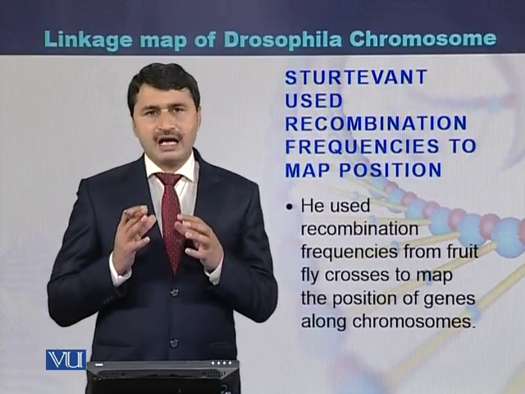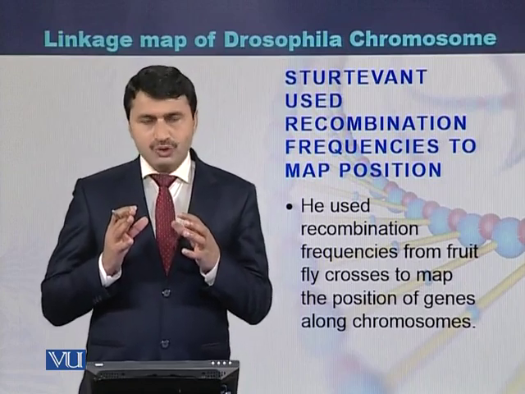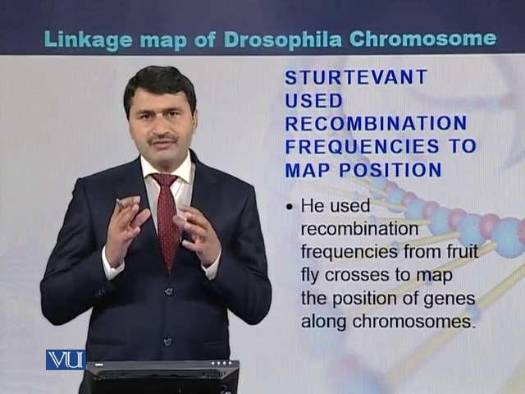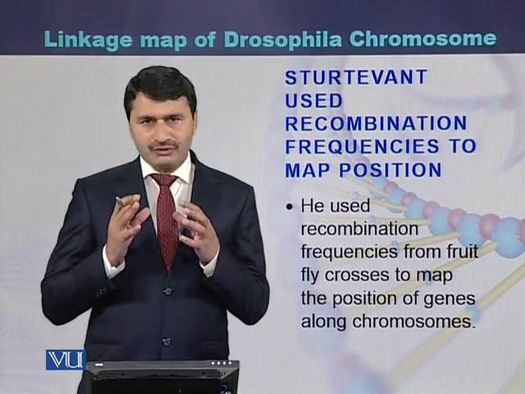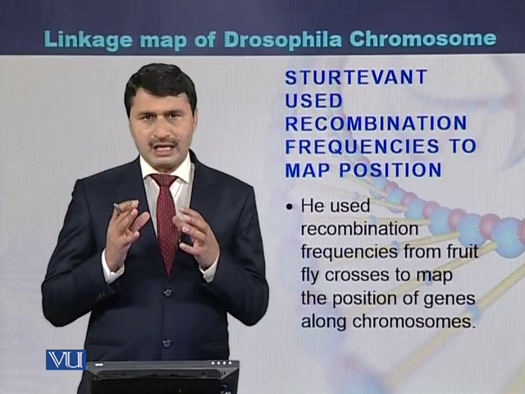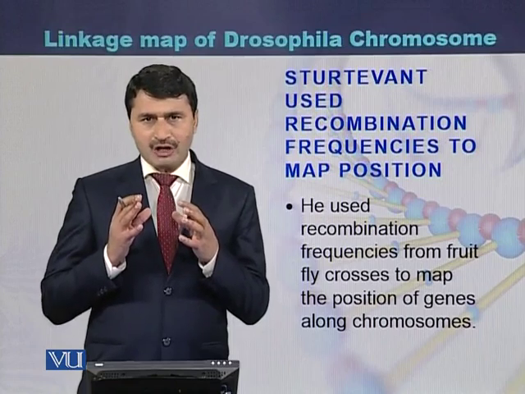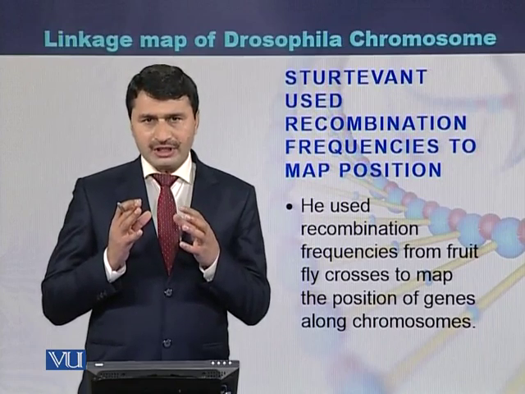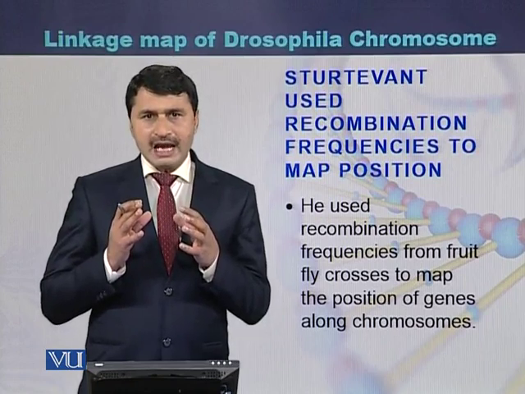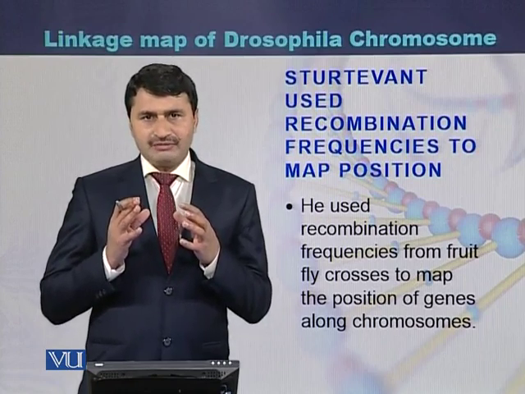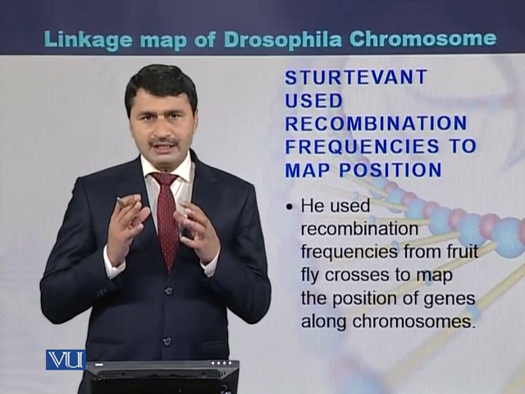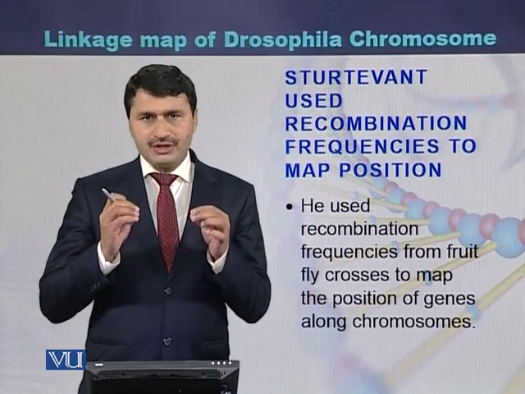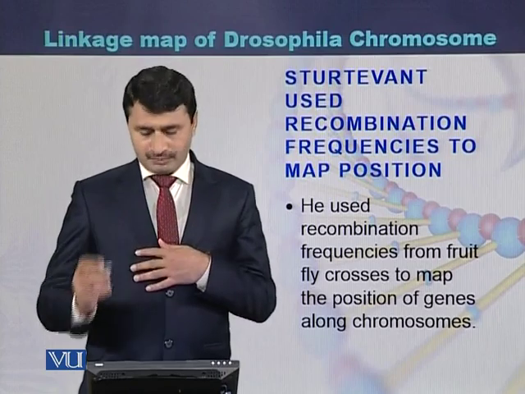Sturtevant was a scientist who used the recombinant frequencies to map the position of three genes of Drosophila. He used the genetic markers of body color, eye color, and wing genes. With the help of these three genes, he mapped the position of these genes on the chromosome.